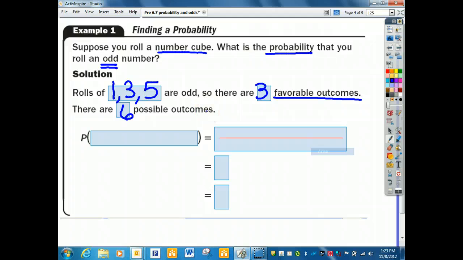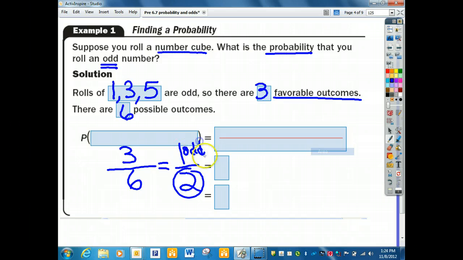3 of them out of the 6 are odd. So what is our probability? That equals 1 to 2. So what does that mean? Say that in words. What does that mean, 1 to 2? Half? What do you mean? Half of the batch is able to get one. Right, there we go. For every 2 rolls, one of them should be odd, right? That's what they're saying.